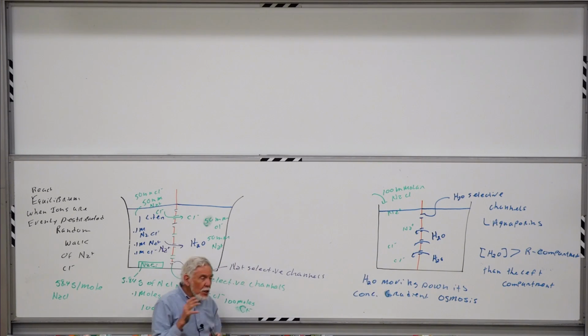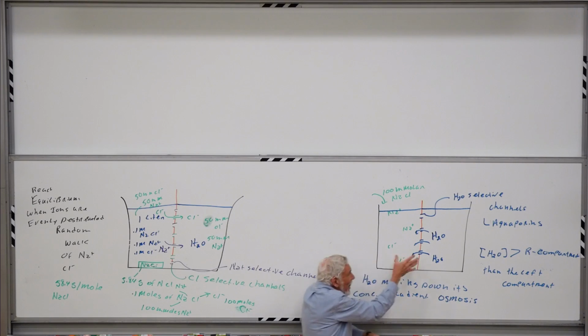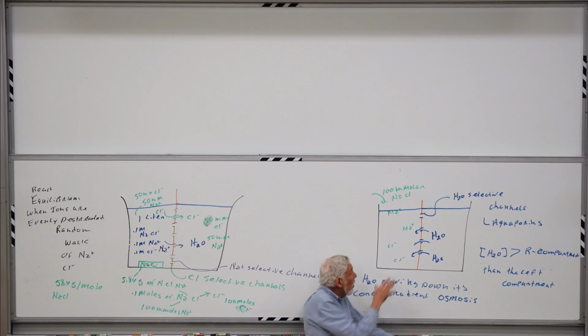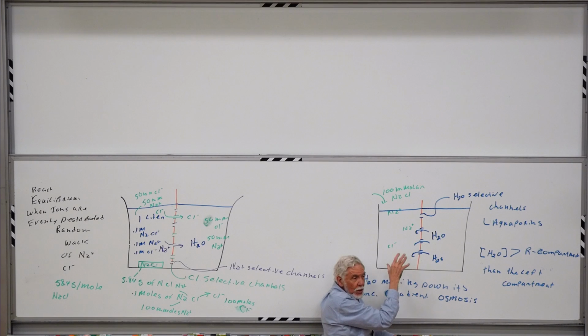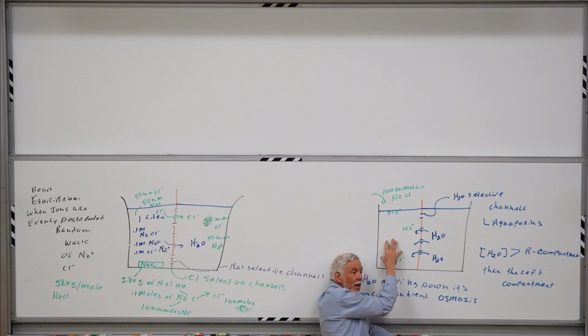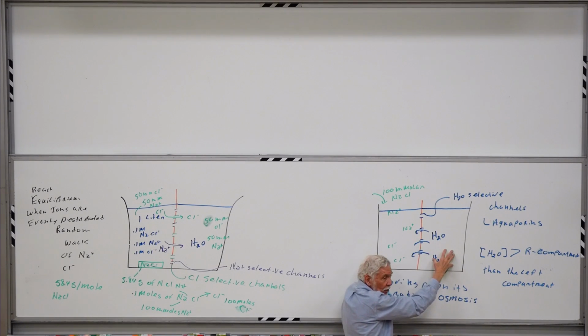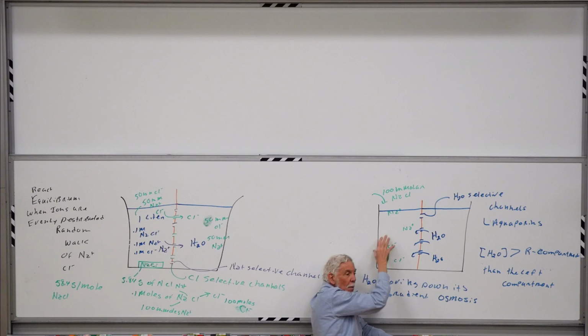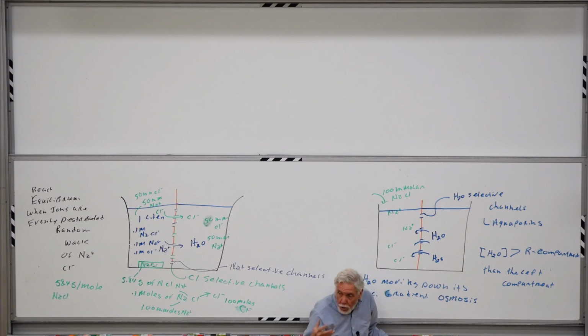Now, I want to emphasize the point here that this really is nothing more than a difference in the water concentration and the use of water selective channels. In many cases, when we talk about this, we talk about a higher concentration of ion on one side than the other. And we talk about the water being drawn from the region where there's pure water to the region where there's ions. But it really isn't a drawing. There's no force to pull the water in that direction.